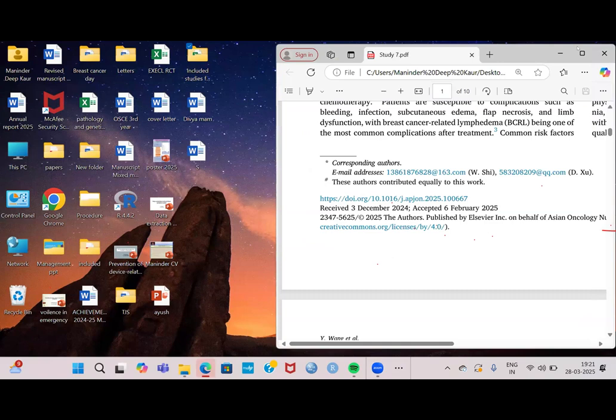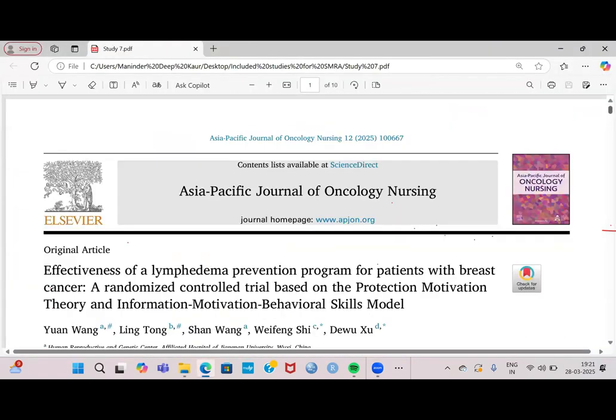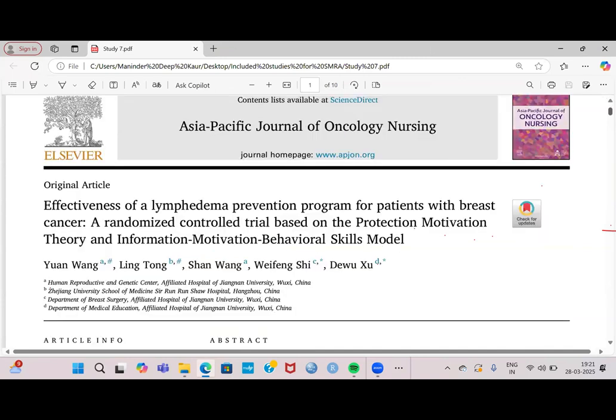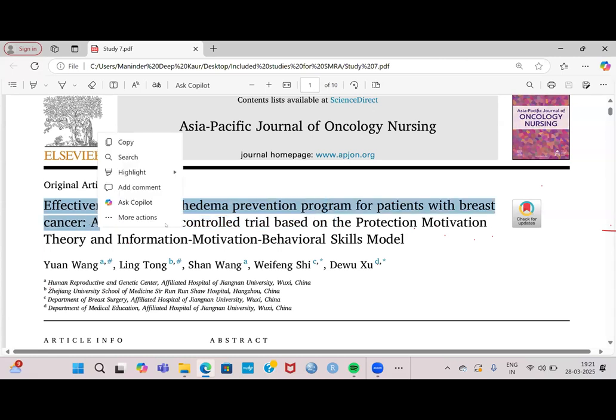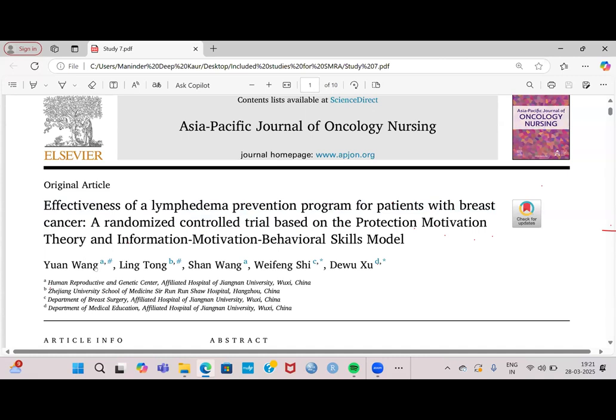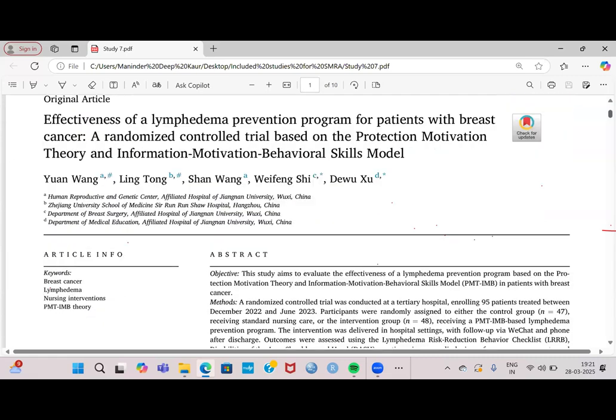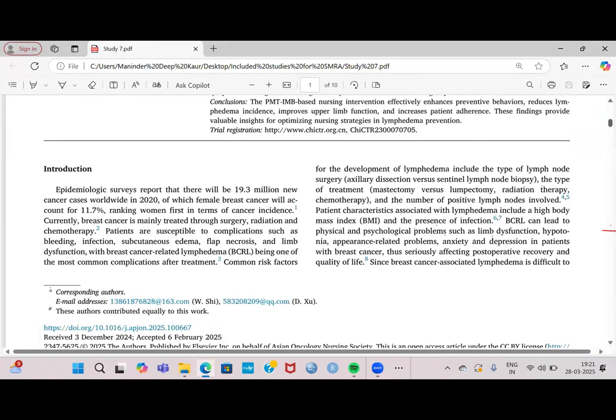So again, this is the second study. First, I will maximize it. My research question is the effectiveness of a program on the management of lymphedema among breast cancer patients. So see, there is effectiveness, there is lymphedema, there is a program, there is breast cancer, and there is a randomized control trial. The author name is Wang Yuan, and the year of publication is 2025. So this is a very latest article, February 2025.